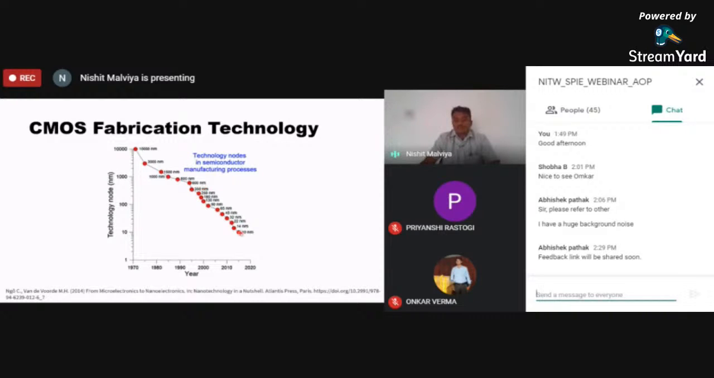In 2014 there was 10 nanometer technology, but nowadays iPhone and Samsung are using 7 nanometer technology, and Intel and other competitive companies are working on 5 nanometer technology. So by using this technology, we can miniaturize our optical components also.